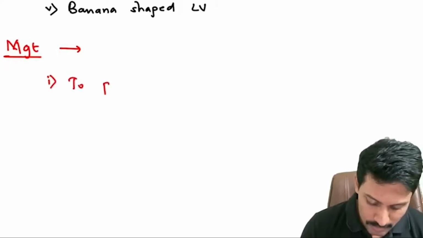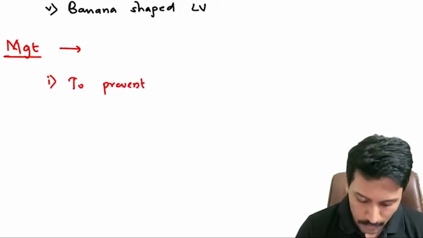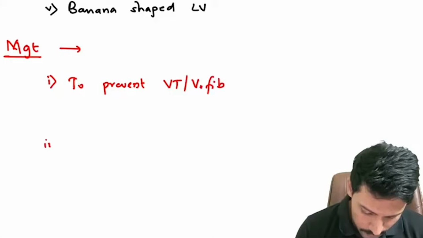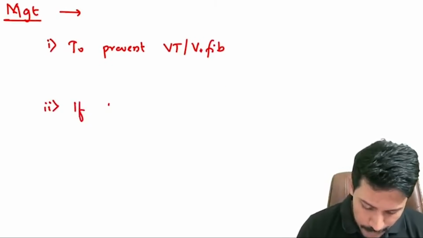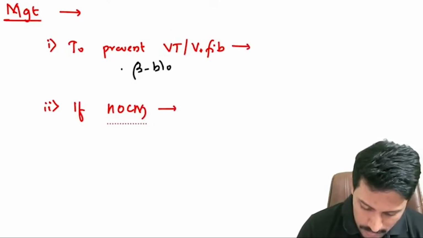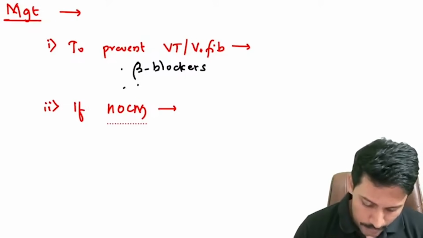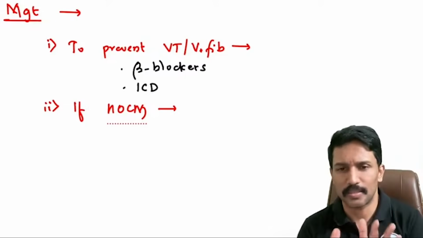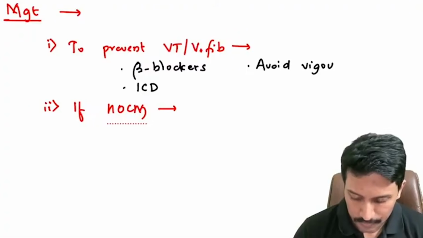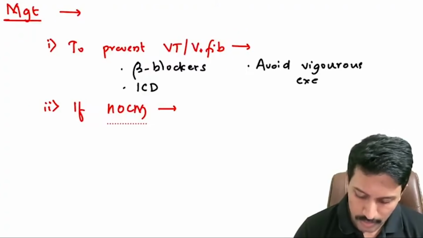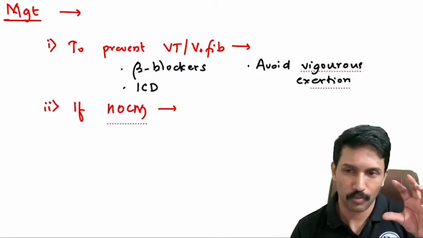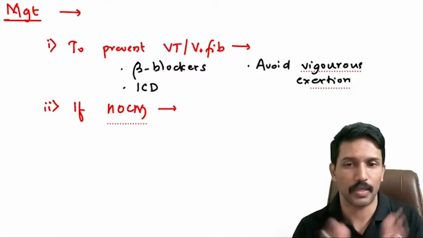Number one, because these people are at risk of sudden cardiac death due to VT and VF, to prevent VT and VFib. And second, if HOCM develops, how do I relieve the obstruction? To prevent VT or VF, we can use beta blockers. And second, we can use implantable cardioverter defibrillators. Apart from that, in a bedside discussion, do mention that we advise these people to avoid vigorous exertion. Vigorous extreme sports and all, because the exertion activates the sympathetic nervous system, which increases the chance of developing VT and VF. They are already prone. Physical activities give that boost, VT VF happens and they can die.